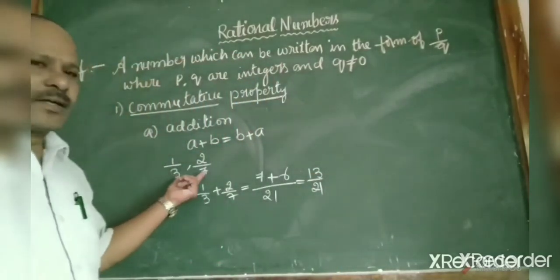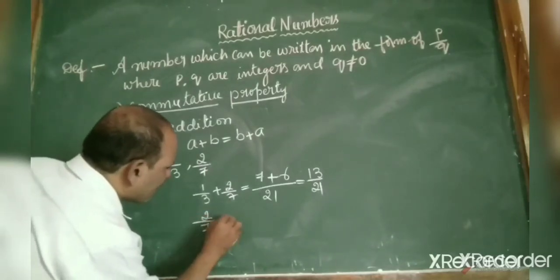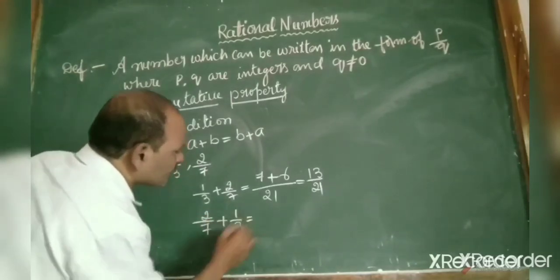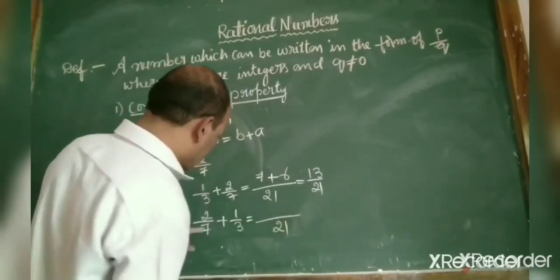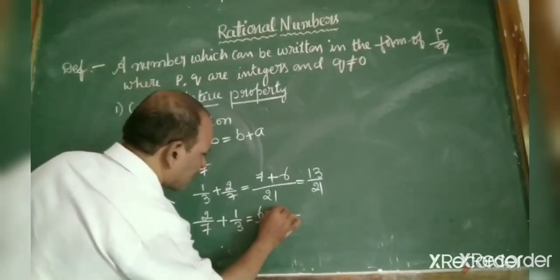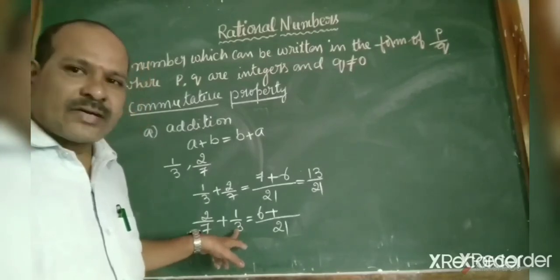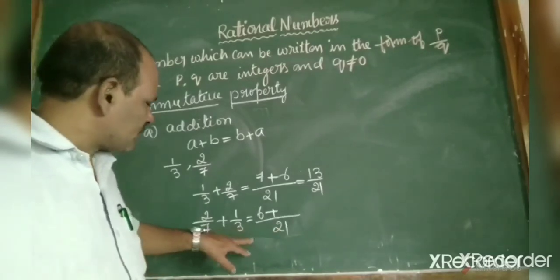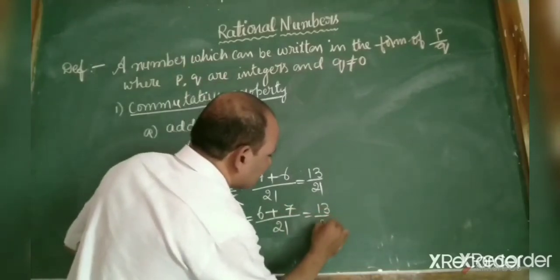Now reverse the numbers and do addition. 2 by 7 plus 1 by 3 is equal to, LCM is again 21. 7 will go 3 times in 21. 3 into 2, 6, plus 3 will go 7 times in 21. So that 7 into 1, 7. Finally, answer is 13 by 21.